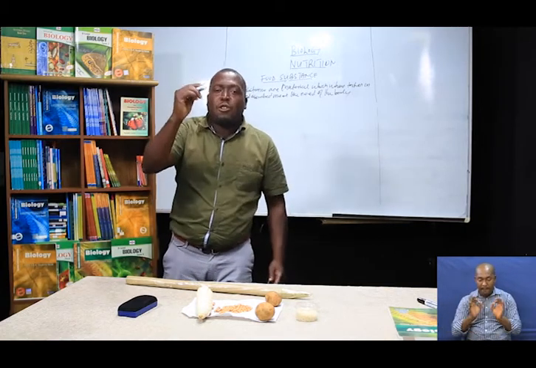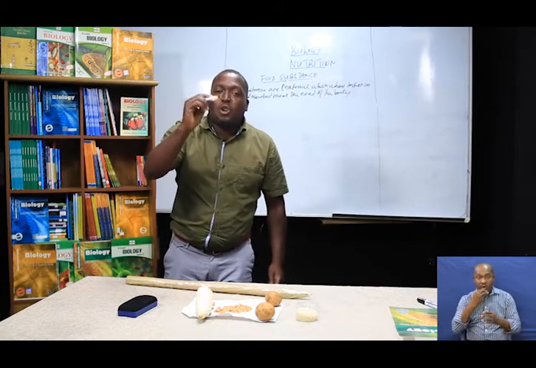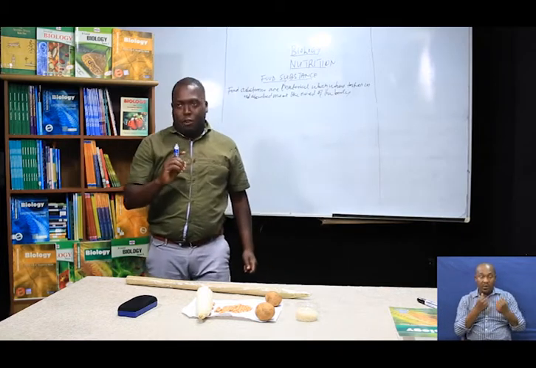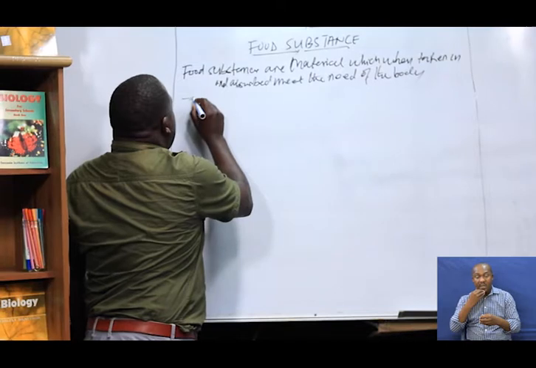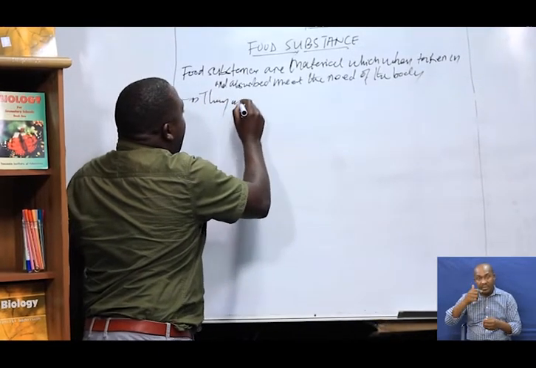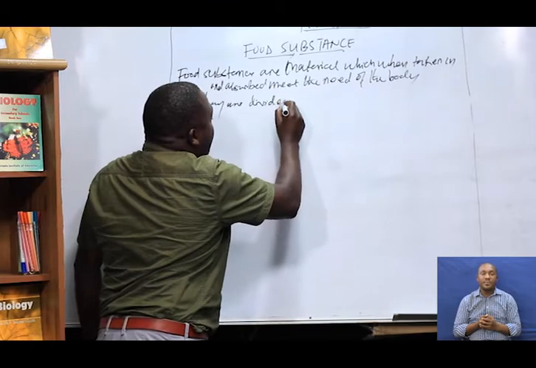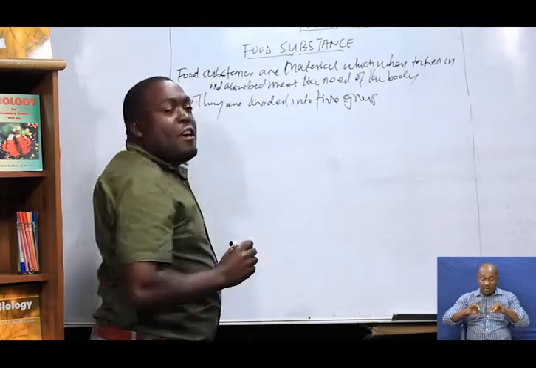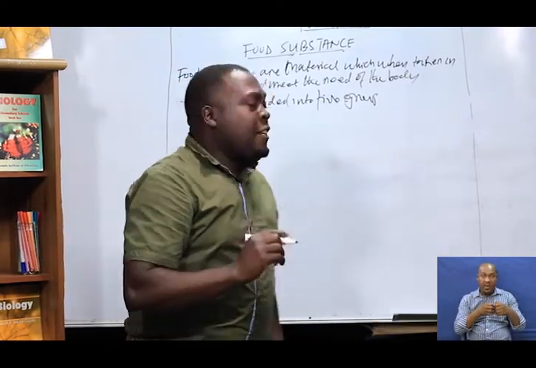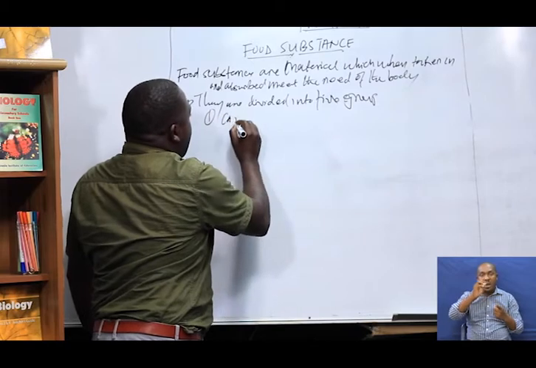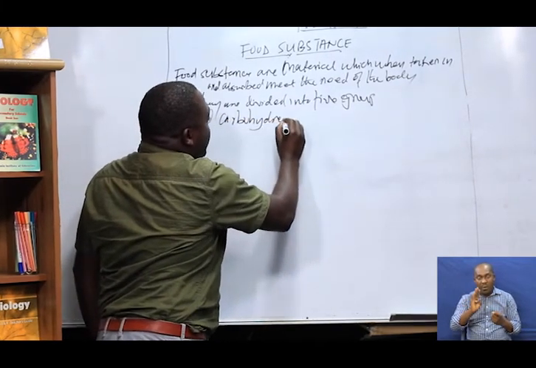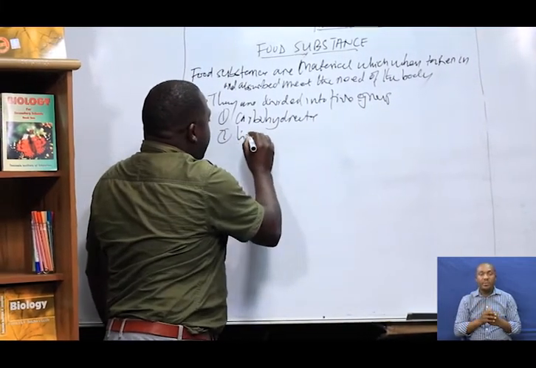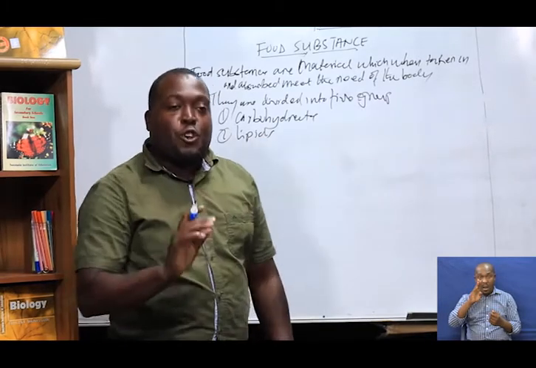But all of these food substances are grouped into 5 groups. So we have 5 groups of food substances. They are divided into 5 groups. The first group is carbohydrate. The second group is called lipid.